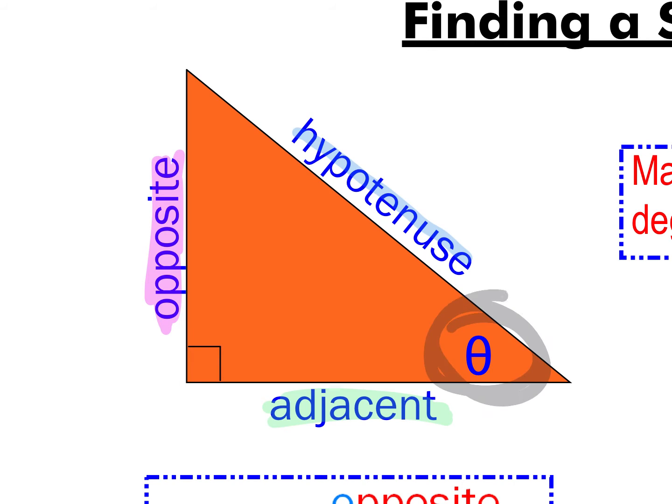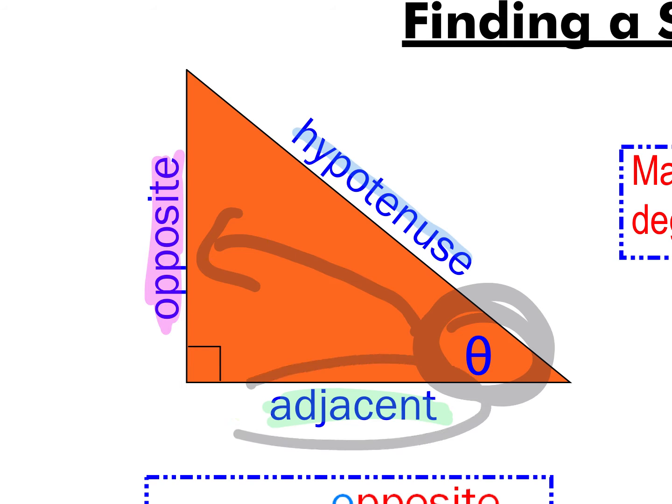Here's the angle that we know. Directly across from the angle that we know is the opposite. The opposite is always across from the angle that we know. So therefore, the last side of the triangle is the adjacent.